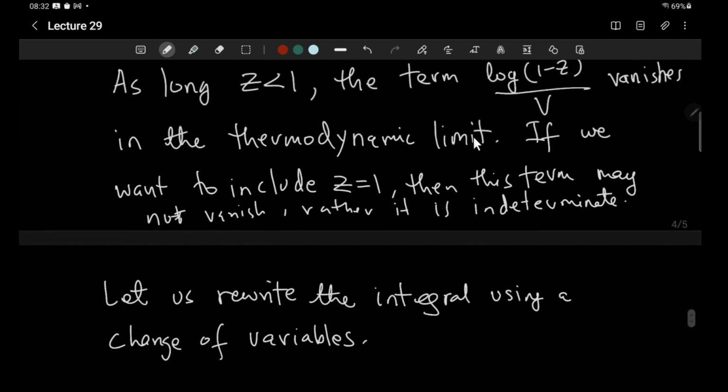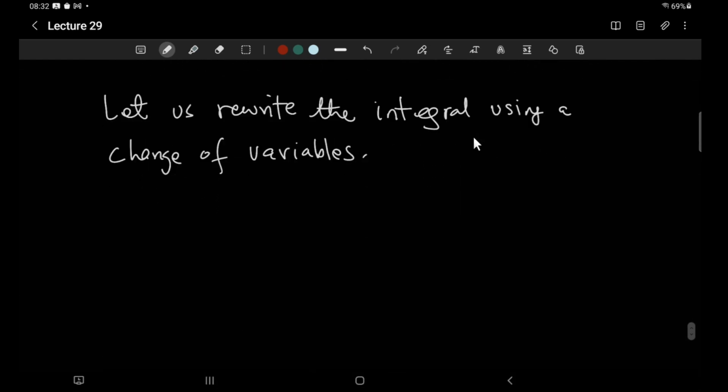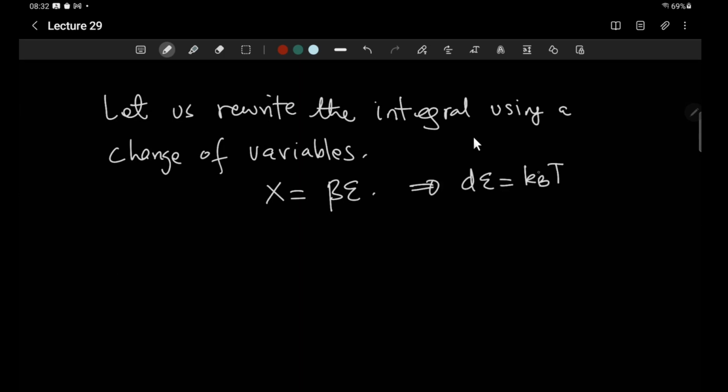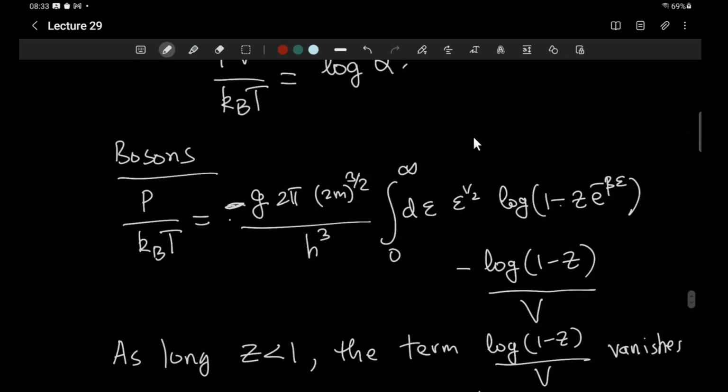Okay, so we'll do that. And so what is that? So what I'll do is something very simple. I'll just say that x equal to beta epsilon. So this implies that d epsilon equals kBT times dx. And epsilon goes from 0 to infinity, x also goes from 0 to infinity, so limits will be fine. So I just have to rewrite this integral.